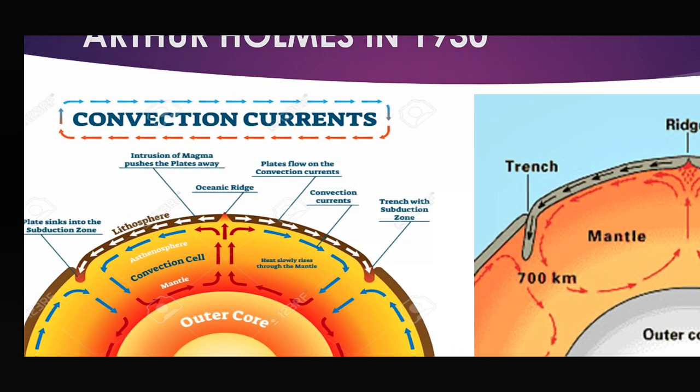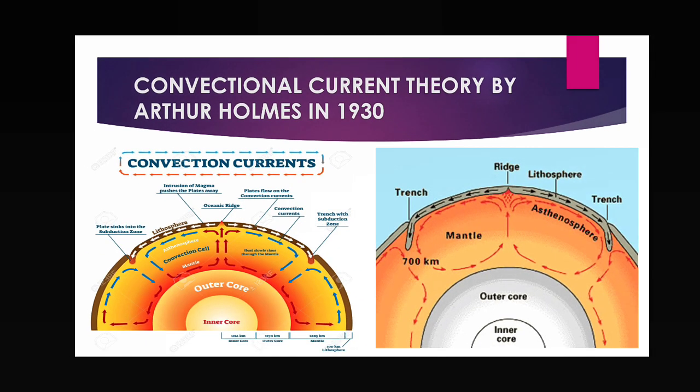The movement of the liquid raw material, which is called magma, in the asthenosphere, and that is the convectional current theory. Due to the convectional current, the plates are moving, it may be towards each other, it may be away from each other, and this concept was given by Arthur Holmes in 1930. But always remember that it is one hypothesis, it is not 100% correct information. That's why I have told you in the beginning, it is a hypothesis.